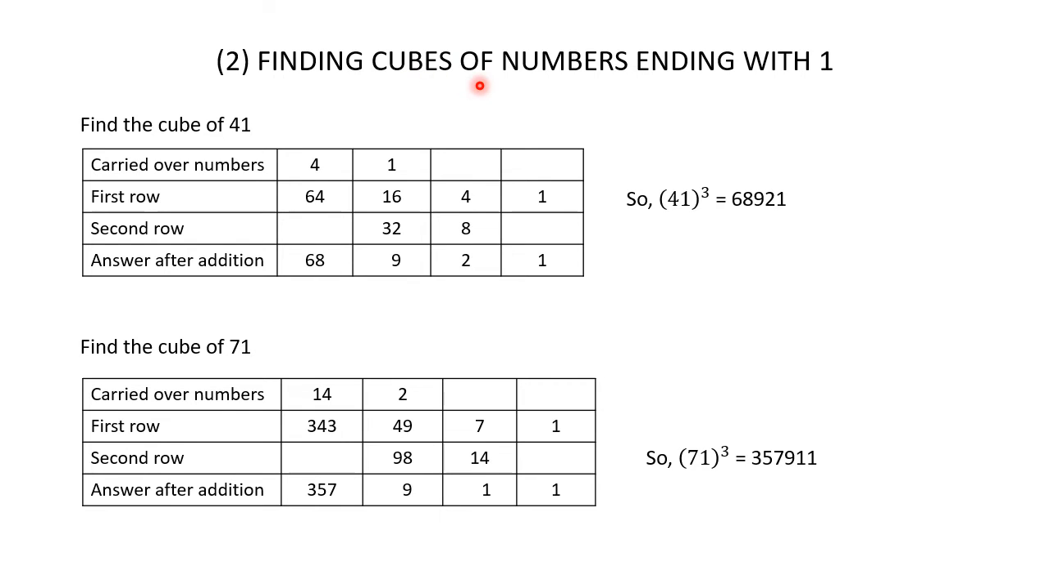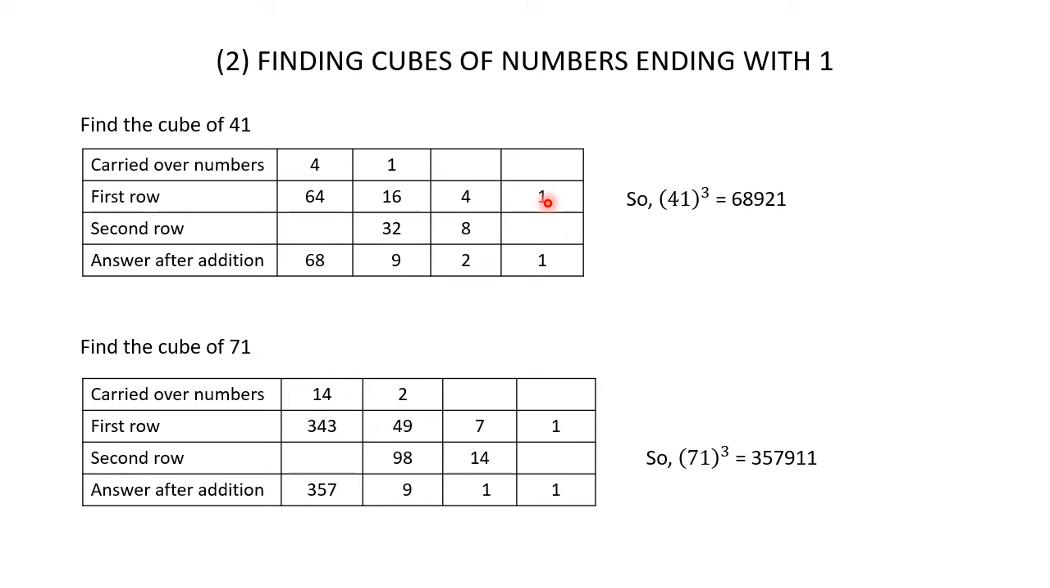Let's find cubes of numbers ending with 1 with more examples so that you can understand the method better. Find the cube of 41. Now, since the number 41 ends with 1, write 4 and 1 in the third and fourth column. 4 squared is 16. Write 16 in the second column. 4 cubed is 64. Write 64 in the first column. So now you have 64, 16, 4 and 1 in the first row. Double of 16 is 32. Write 32 below 16. Double of 4 is 8. Write 8 below 4.